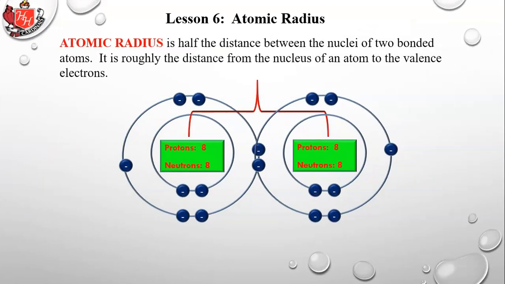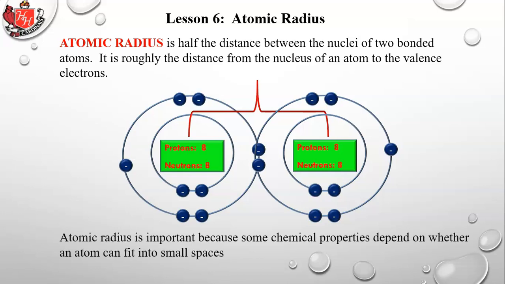Atomic radius. Atomic radius is half the distance between the nuclei of 2 bonded atoms. So it's basically like the radius of a circle. You can see that atoms roughly form a circular shape, or a spherical shape really, in 3 dimensions, and it is roughly the distance from the nucleus of an atom to the valence electrons. So atomic radius is important because some chemical properties depend on whether an atom can fit into small spaces. So that's why the size of an atom, its atomic radius, might be significant. That's particularly true with solids, where the atoms have to fit together very tightly.